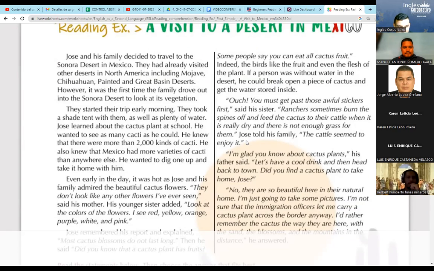Another volunteer? Me, teacher. Thank you, Miss Karen. Ouch, you must get past those awful sticks first, said his sister. Ranchers sometimes burn the spines off and feed the cactus to their cattle. Is the pronunciation right, teacher? I'm sorry? The cattle. Yeah, the cattle, when it is really dry and there is not enough grass for them. Jose told his family the cattle seem to enjoy it.